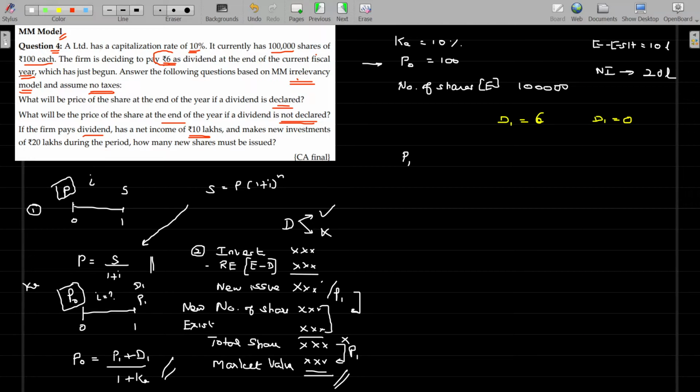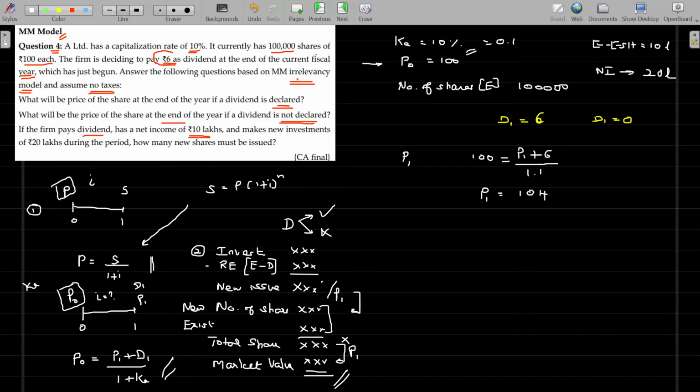That is, P0 being 100 is equal to P1 plus D1 being 6, divided by 1 plus I, which is nothing but the cost, 10%. I can represent that as 0.1, so 1.1 should be the denominator. From this it is very clear P1 is equal to 110 minus 6, 104 rupees. Price of the share if the dividend is offered is 104.